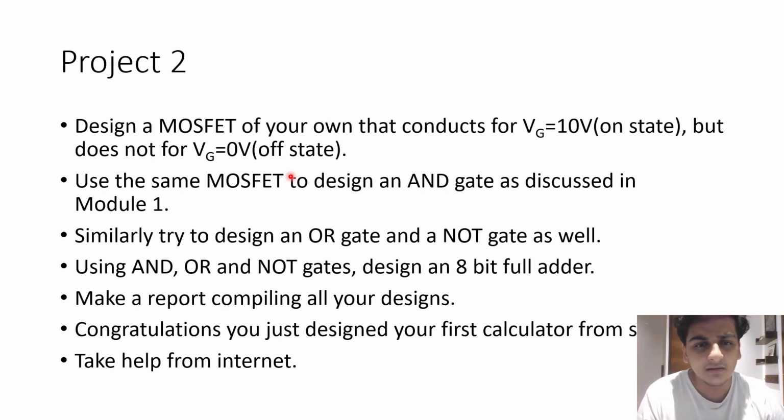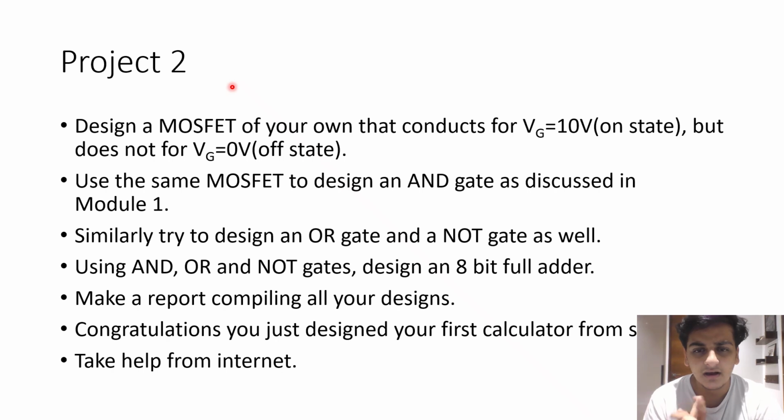A more complicated project that I am suggesting is that I want you to basically design a MOSFET of your own that is on for VG equal to 10 volts and off for VG equal to 0 volts. So it conducts when you apply this VG, it does not conduct when you apply this VG. So you just choose different parameter values, you design such a MOSFET.